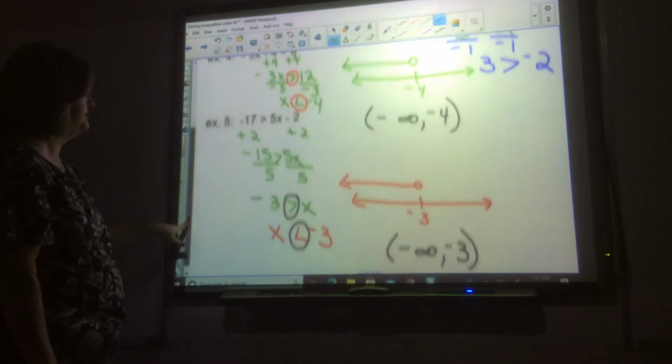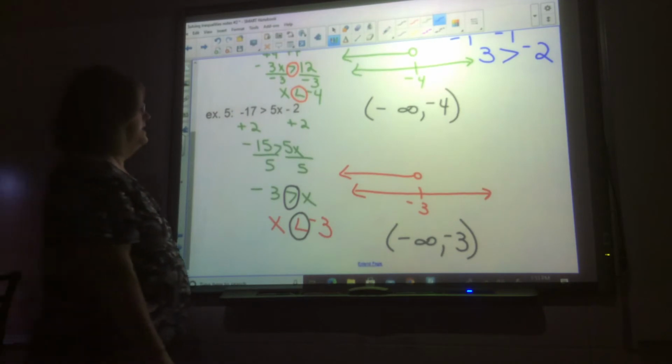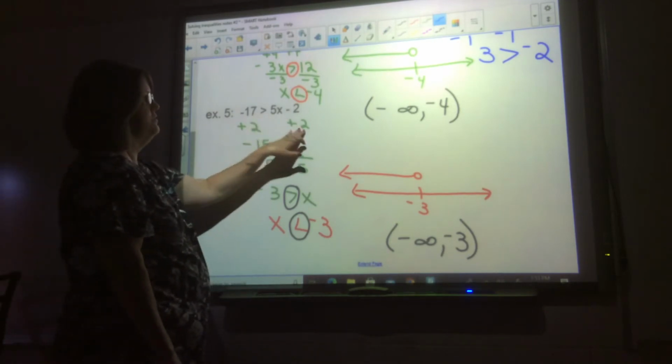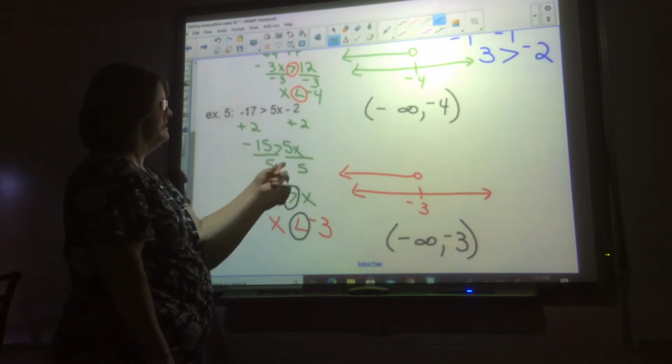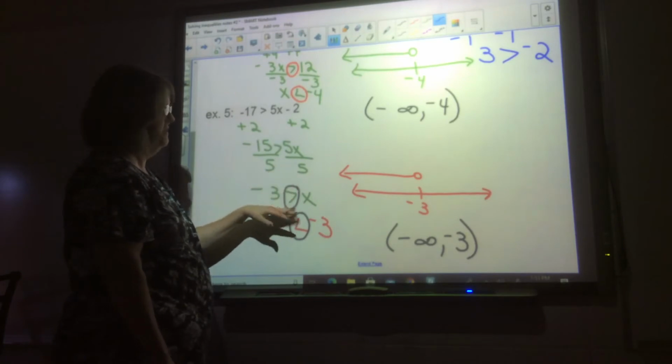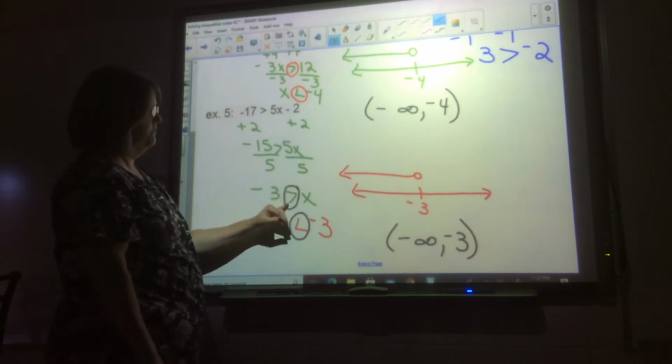Let's go to this next example. Negative 17 is greater than 15x minus 2. You add 2 to both sides. You get negative 15 is greater than 5x. You divide by 5 on both sides. Now I'm not dividing by a negative, so I don't flip right here. Negative 3 is greater than x.